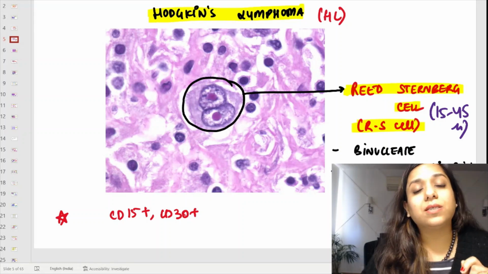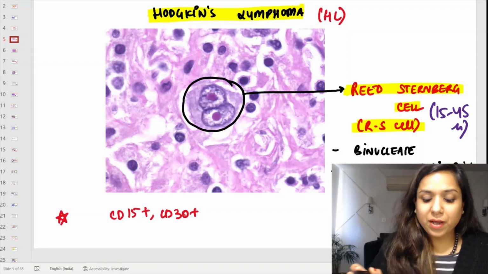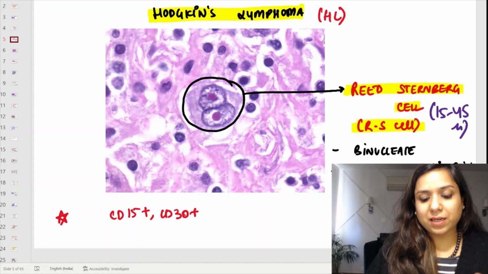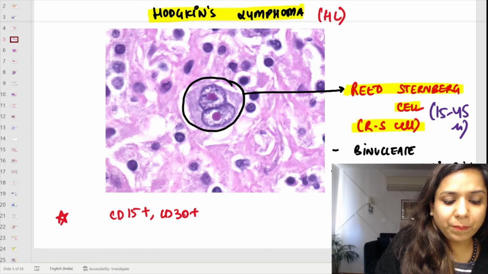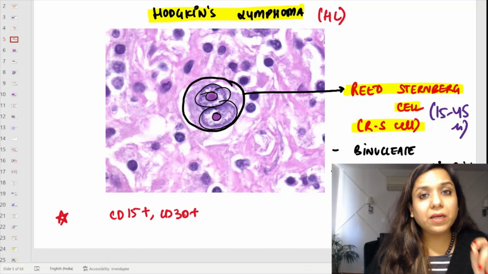That is Hodgkin's lymphoma, and the characteristic Reed-Sternberg cell, right? Can you people see the cell, students? It is a binucleate cell. Can you see two nuclei, everybody? These are the two nuclei which I'm talking about, and there are prominent nucleoli which are pinkish in color.